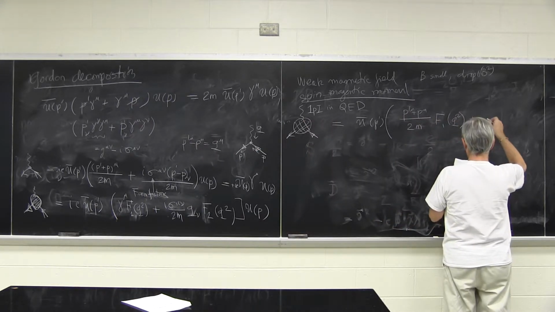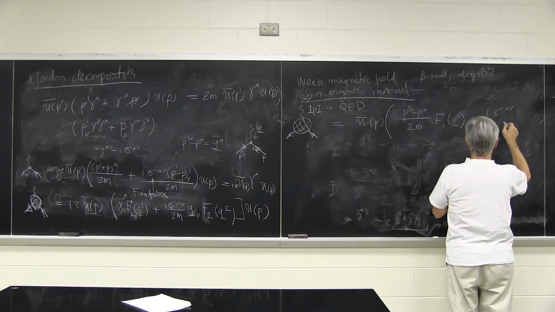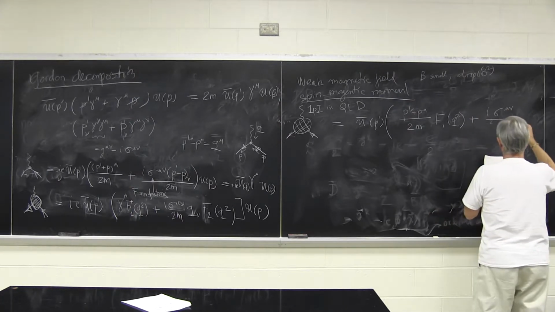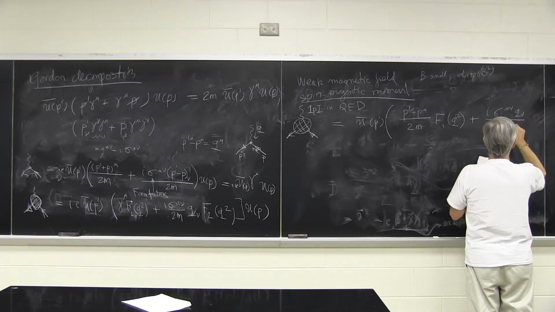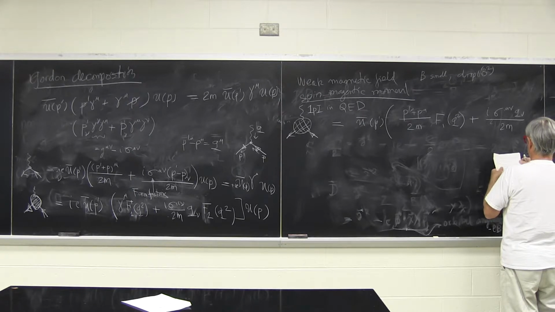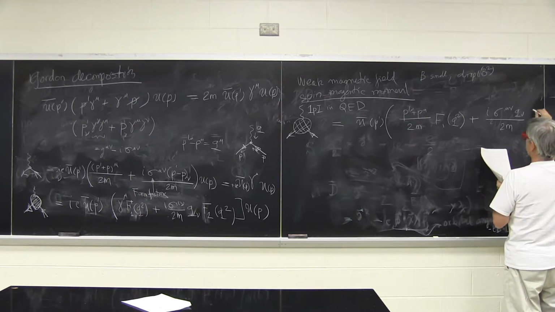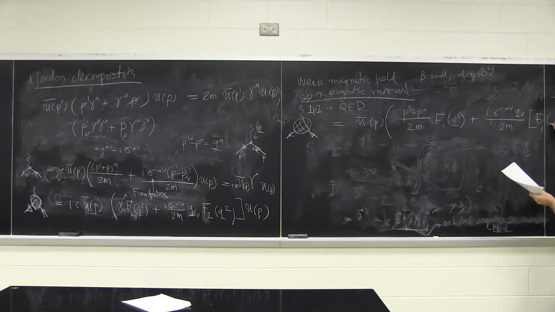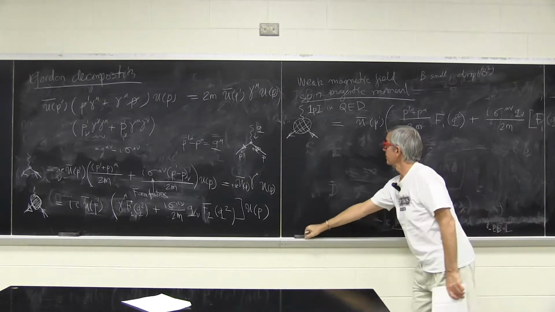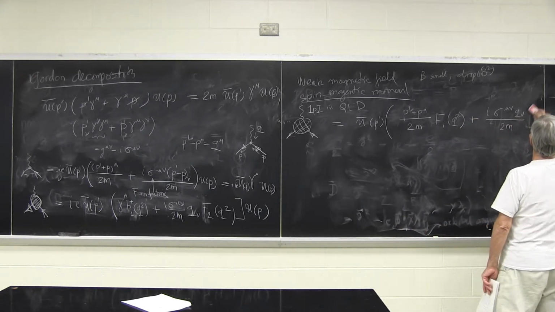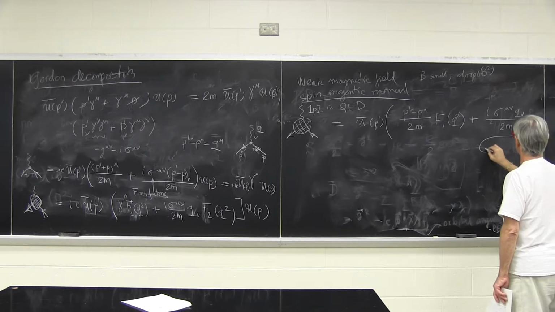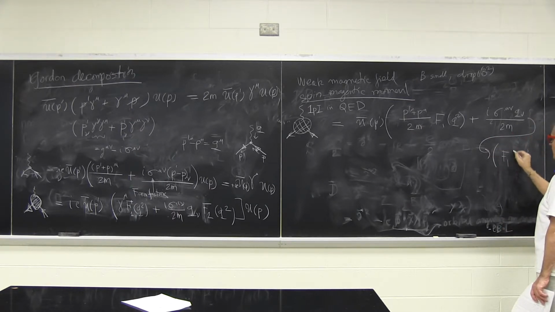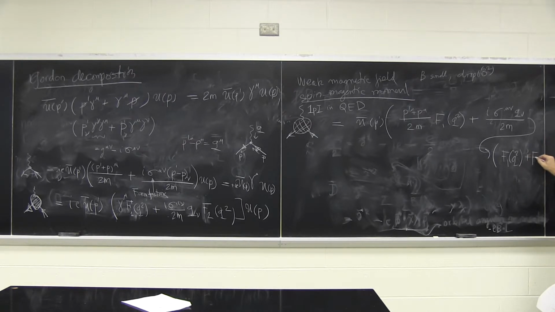So another way of writing the same identity is sigma mu nu ... 2m. So this term also contributes just because of the identity. F1(q²) plus F2(q²) u(p).